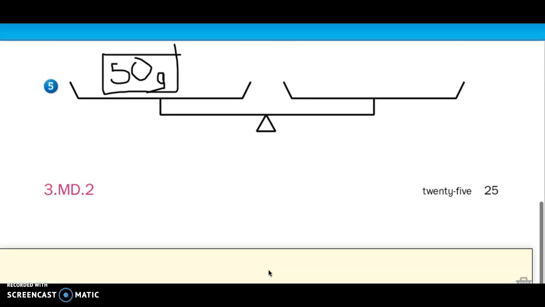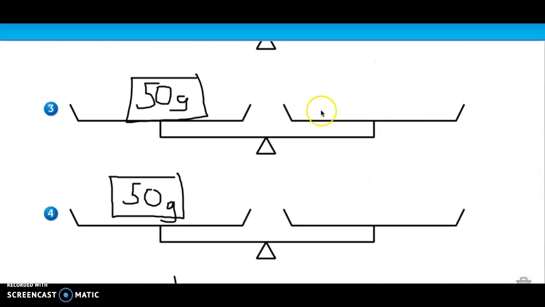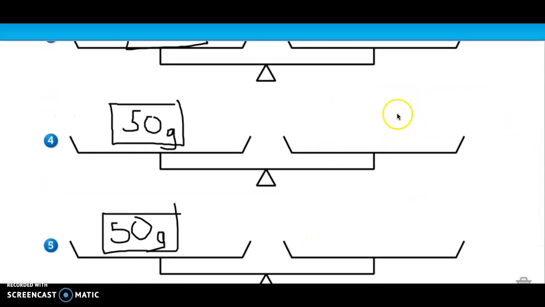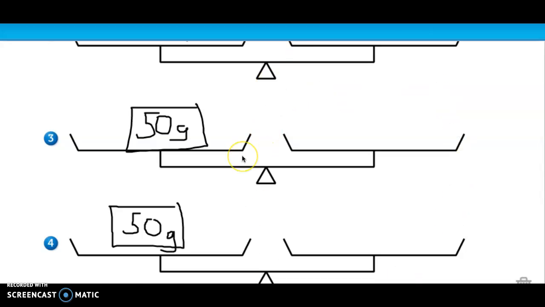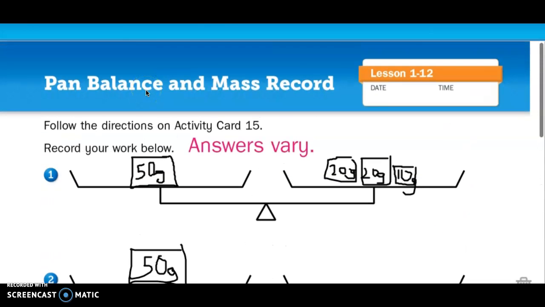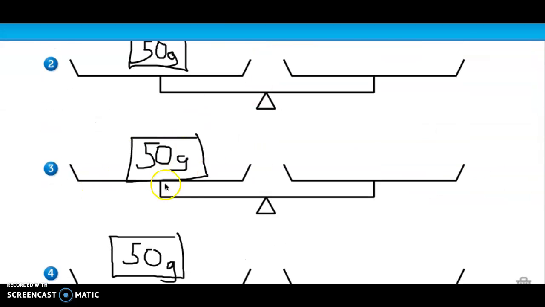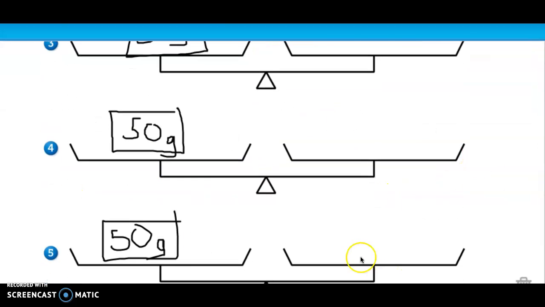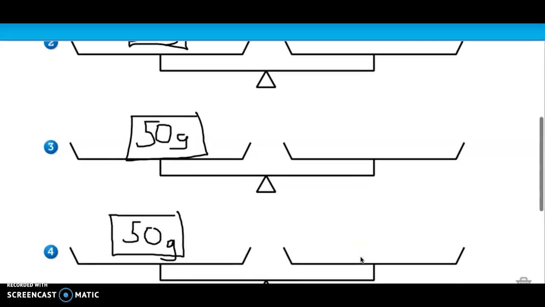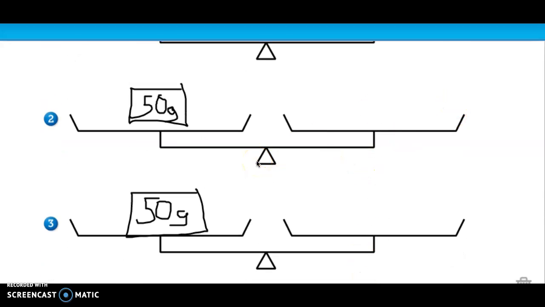Then come up with another three different weights that will equal 50, because all of our pan balances are straight across, which means they're equal. So if we have 50 grams on this side, figure out how you can get 3 more ways of 50 grams after you finish number 2.